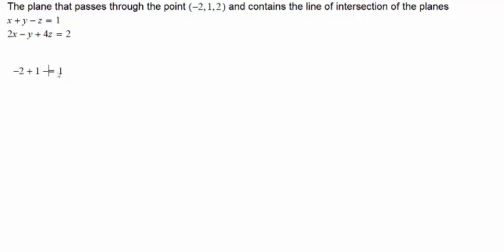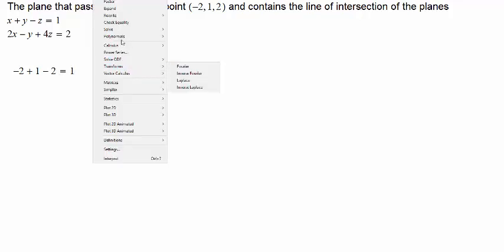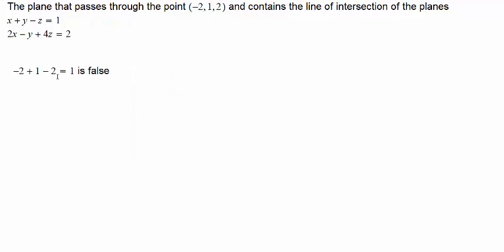So let's see. I substituted the coordinates of the point into the first equation. That is not satisfied, right? And then I'm going to substitute the coordinates. I mean, you can smartly just observe and tell if you want. Okay, so there we go. So we have this here, and you can see it is false, but let's just make sure anyway.